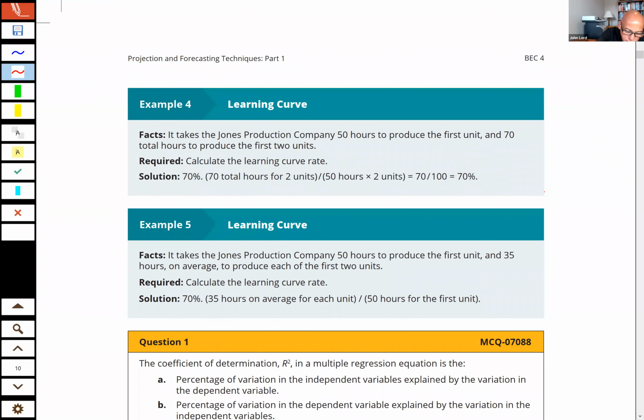Okay, so let's just look at this. It takes Jones Production Company 50 hours to produce the first unit and 70 hours total to produce the first 2 units. Calculate the learning curve. To do that, you say, well, look, it's 70 hours for the first 2 units. If there were no learning curve involved, it would have taken us what? 100 hours to produce those 2 units. So we have what? We have a 70% learning curve, right?